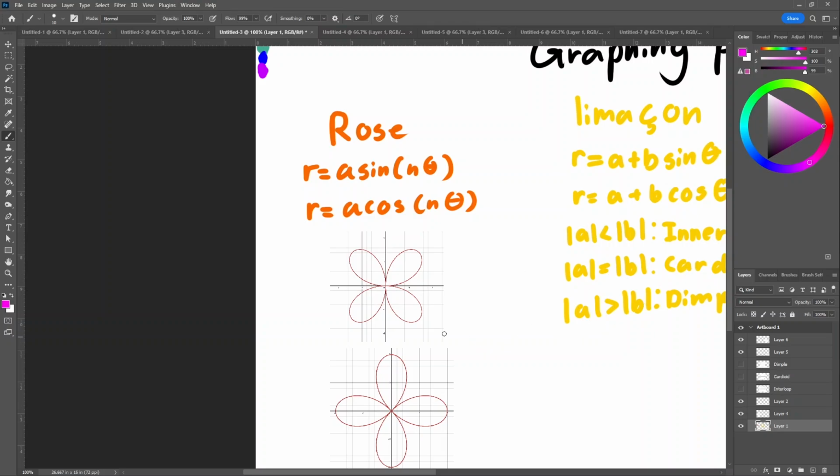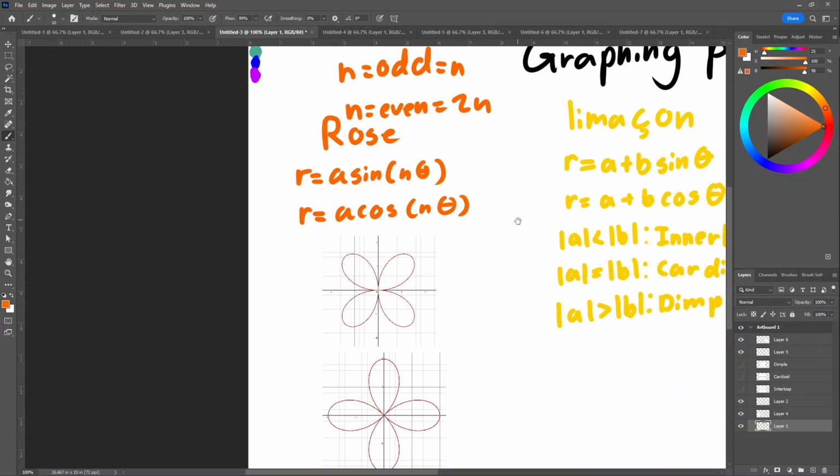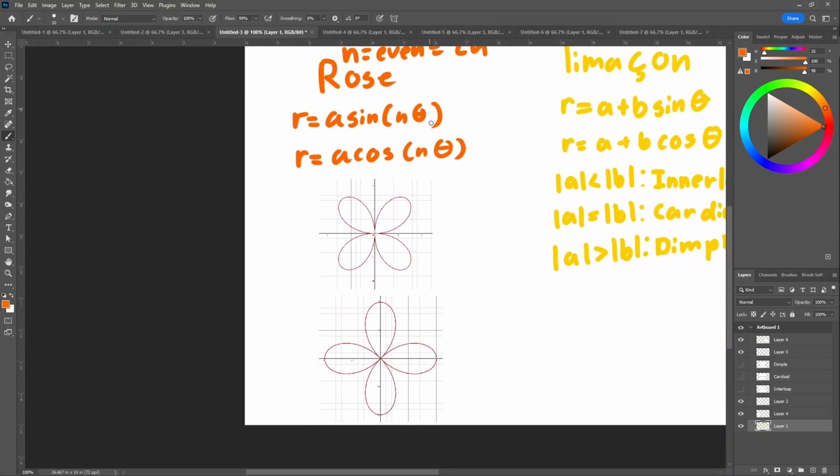But an important thing to note for roses is that if n is odd, then the number of petals is equal to n. But if n is even, then the number of petals is equal to 2n. So you can see here I have two rose graphs, pretty simple rose graphs. I think this one is r is equal to 2 sine 2 theta, and this one's r is equal to 2 cosine 2 theta.